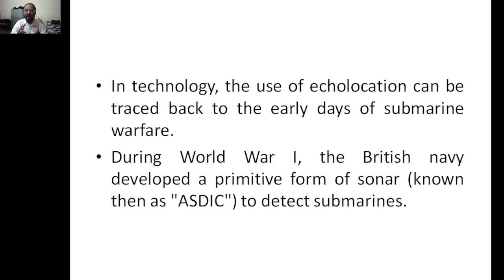During World War I, the British Navy developed a primitive form of sonar, known as ASDIC, to detect submarines. Imagine an aquatic war going on; you might have seen in some movies that a submarine will produce sound waves, and those sound waves will go and hit the enemy's submarine. The enemy's location, how far it is, that is the distance, and also the shape, that means how big it is, all the information can be gained by this.